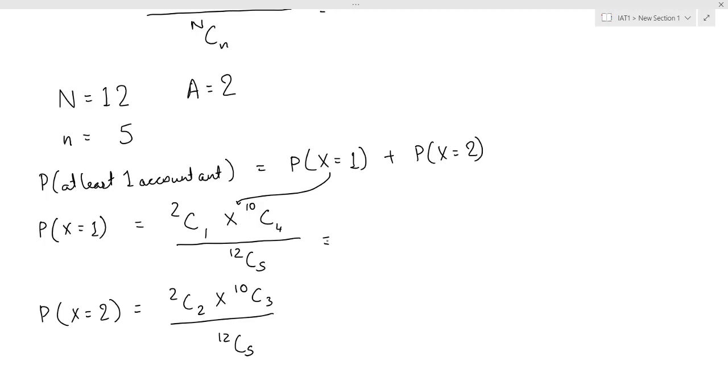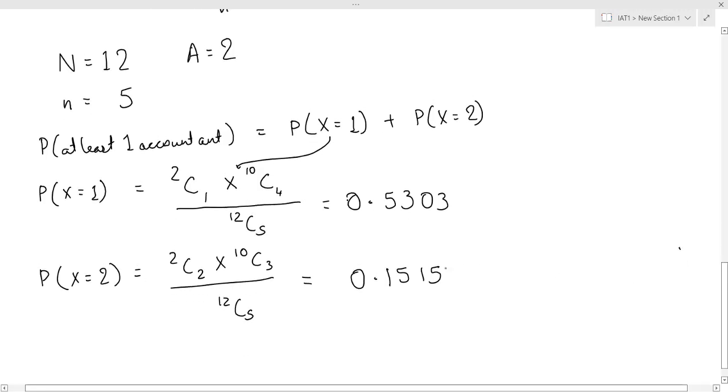2C1 into 10C4 divided by 12C5. So the first part of this is 0.5303, and then for this calculation we have 10C3 and 2C2, and this comes out to be 0.1515, right? So what is the probability of there being one accountant?